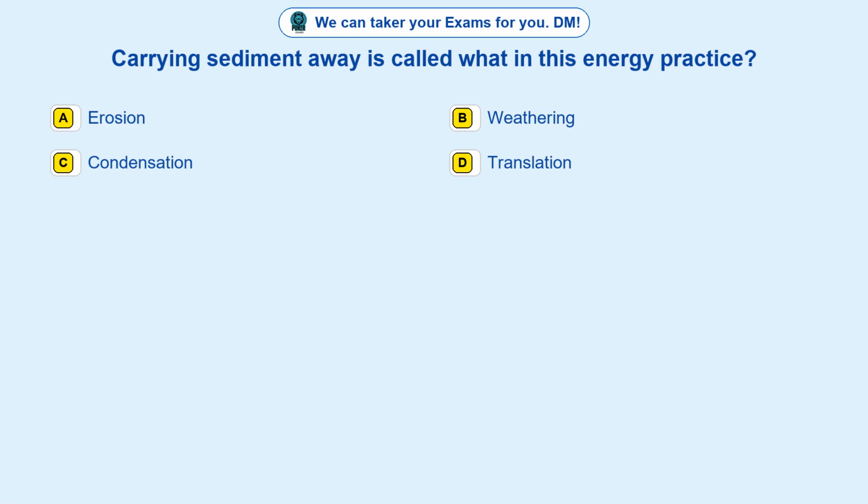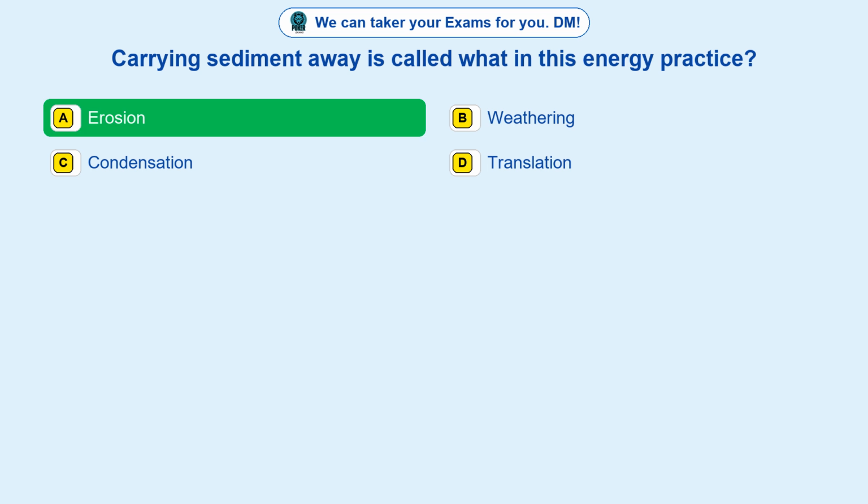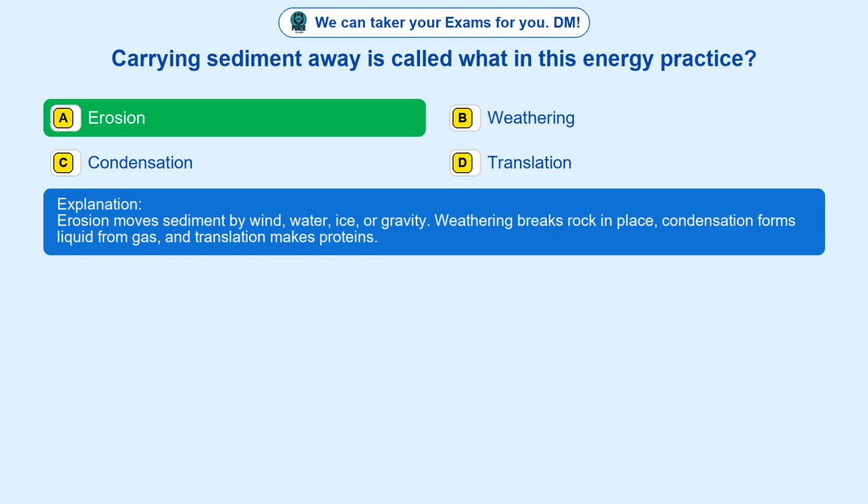Question 82. Carrying sediment away is called what in this energy practice? Option A, erosion. Option B, weathering. Option C, condensation. Option D, translation. The correct answer is option A, erosion. Erosion moves sediment by wind, water, ice, or gravity. Weathering breaks rock in place, condensation forms liquid from gas, and translation makes proteins.